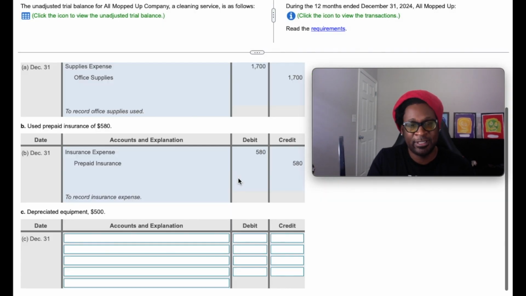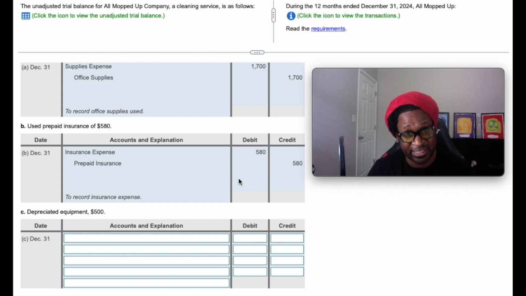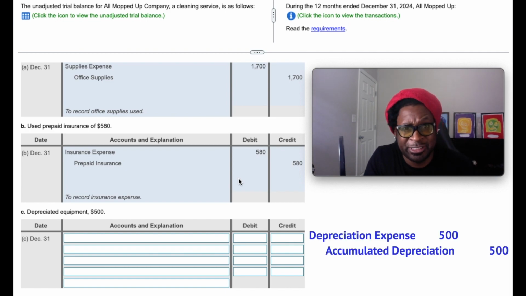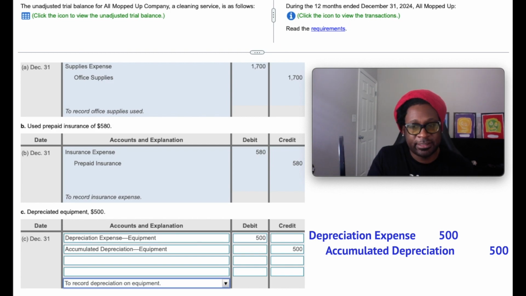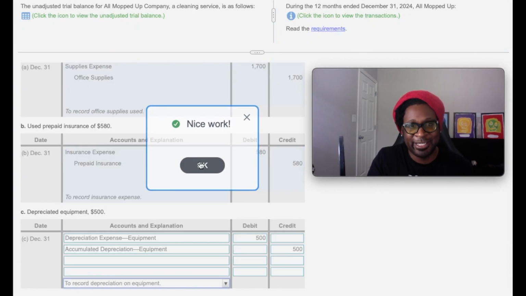Well done, gang. Next, we have depreciation on equipment of $500. This is the easiest, in my opinion, of the adjusted entries, because anytime you see that word depreciation, you depreciate. And we already know we're going to debit depreciation expense, credit accumulated depreciation. Cakewalk. Check the answer. Nice work, gang.